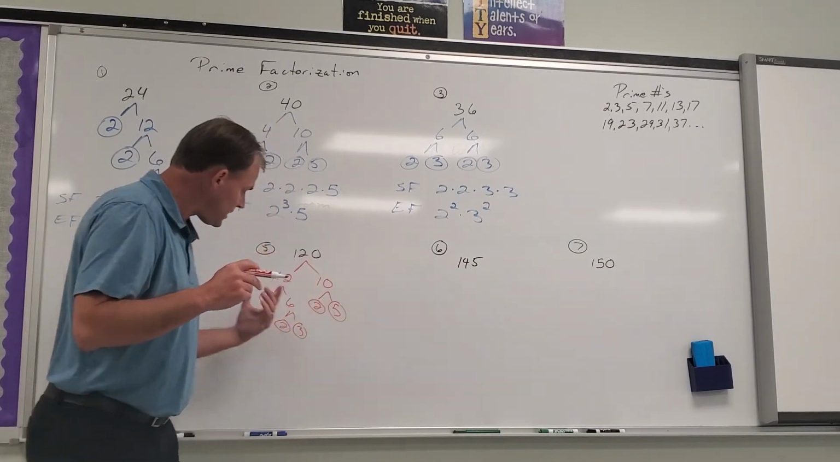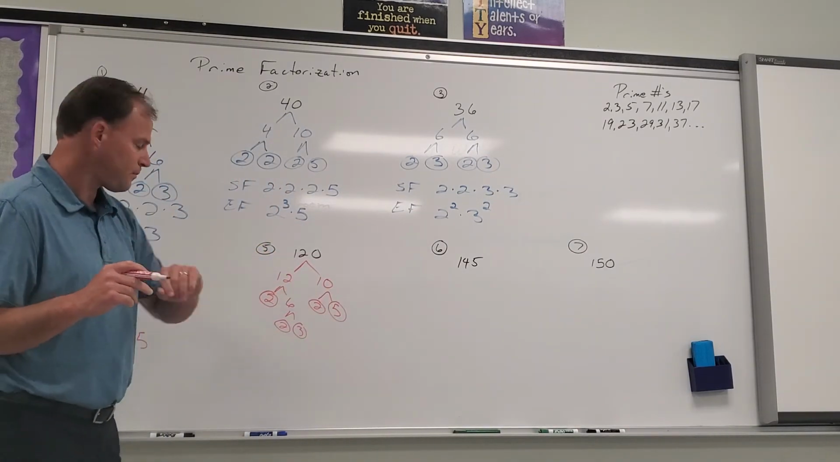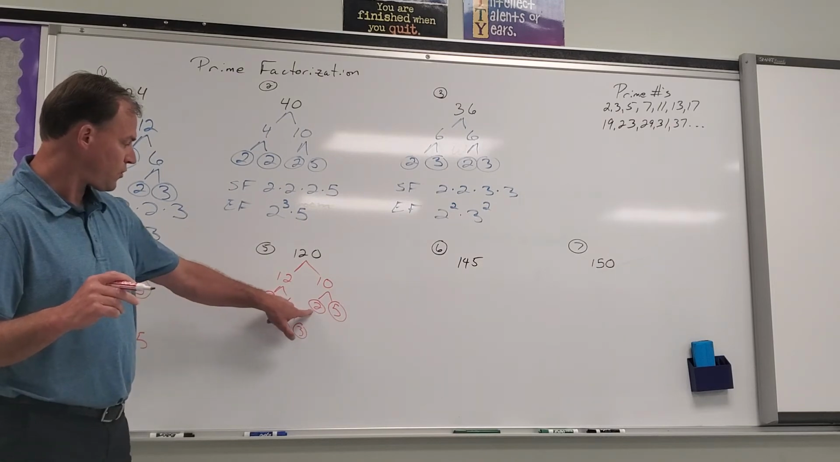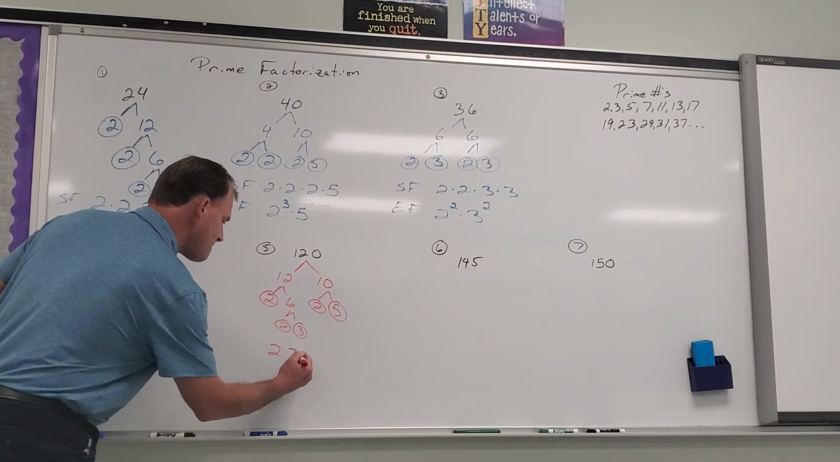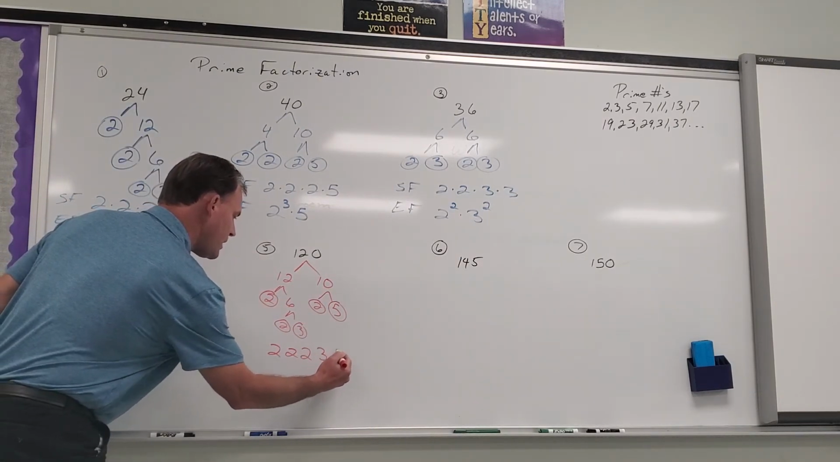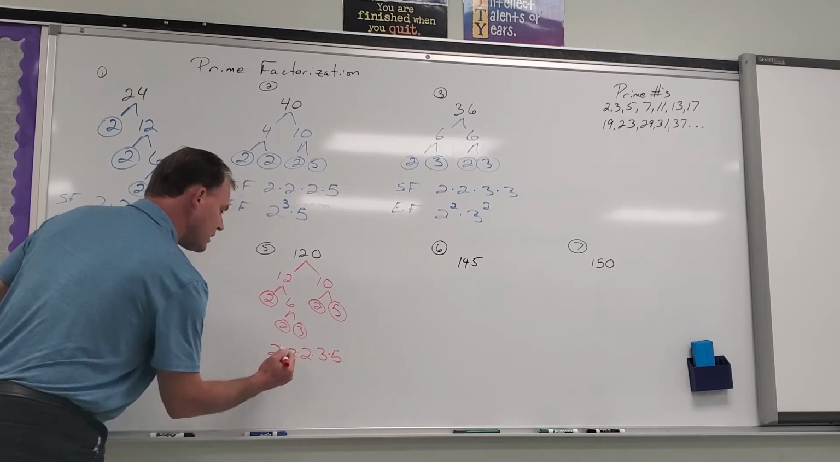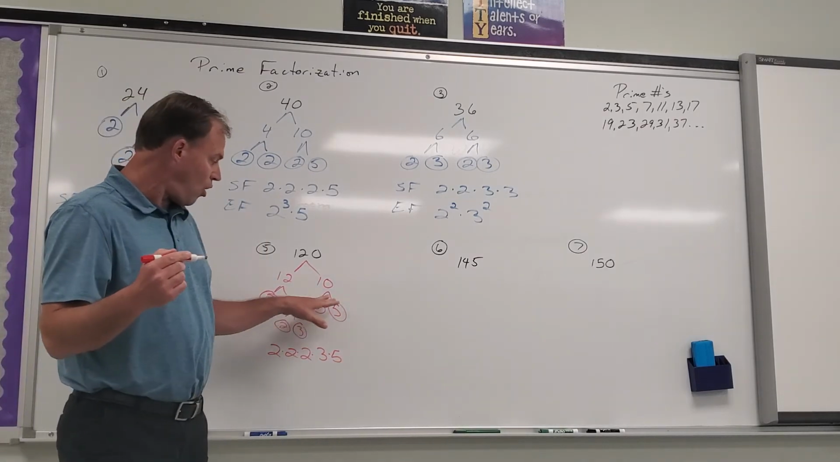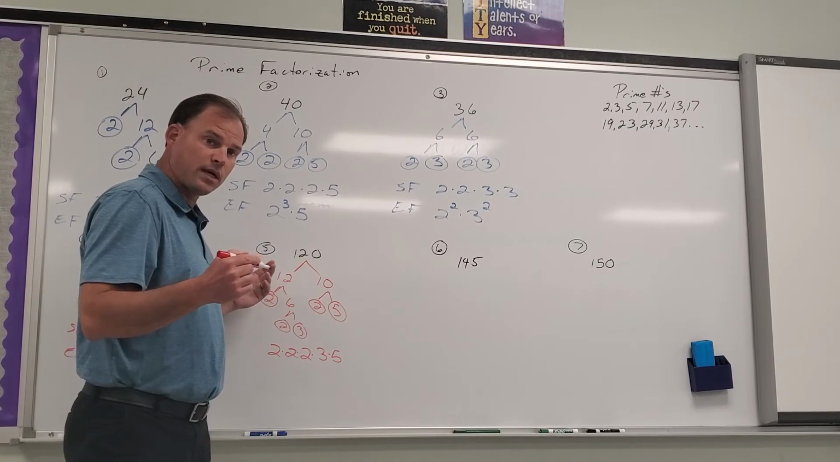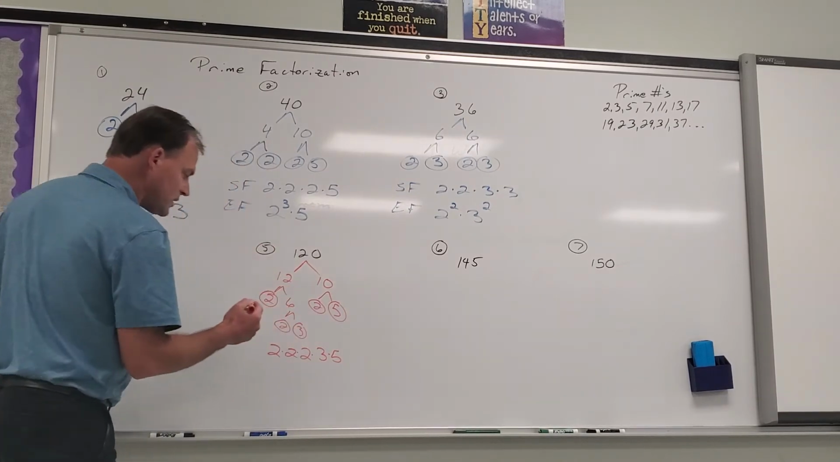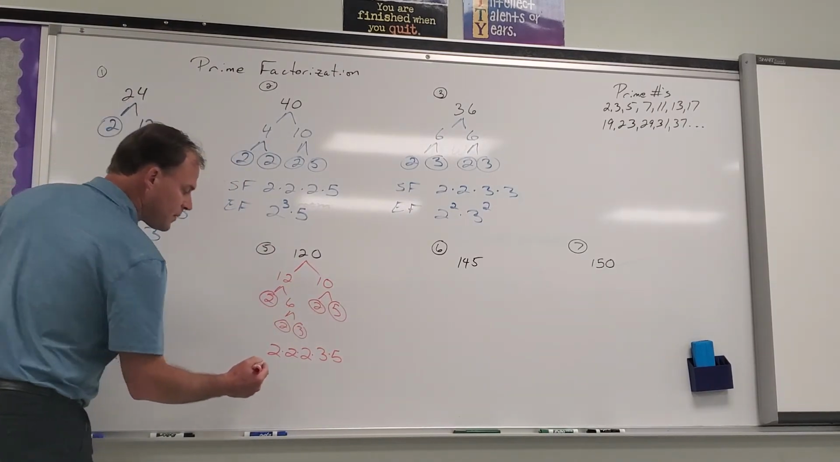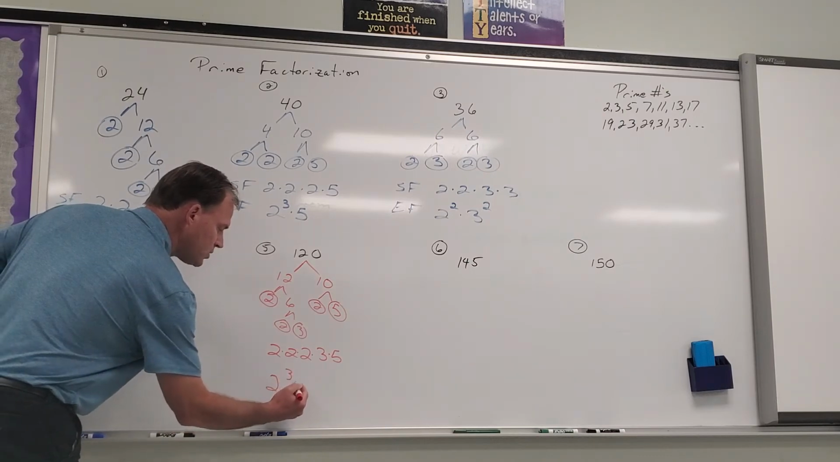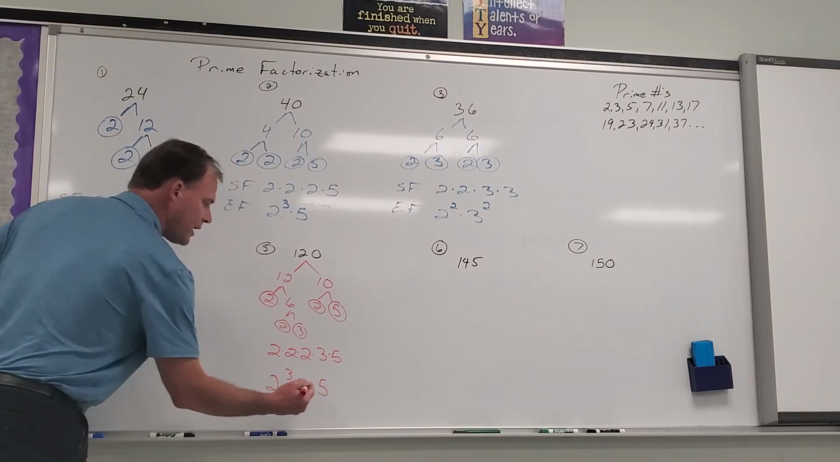So now I've got my list, everything's broken down. I've got 1, 2, 3 2s, a 3, and a 5. Again, when you're writing this, we're taking all these prime numbers into account. Okay, so in exponential form, those are 3 2s, a 3, and a 5.